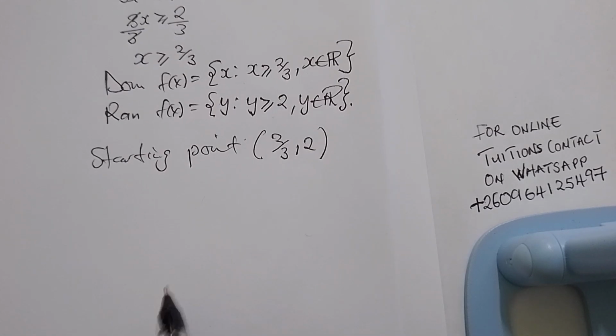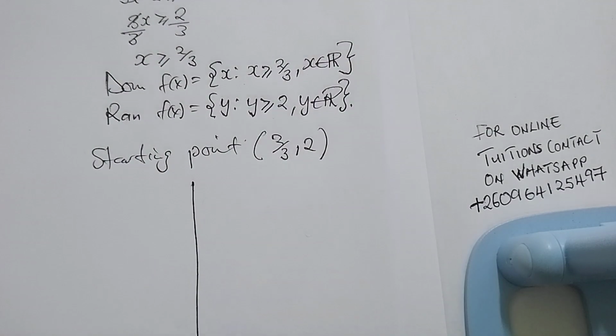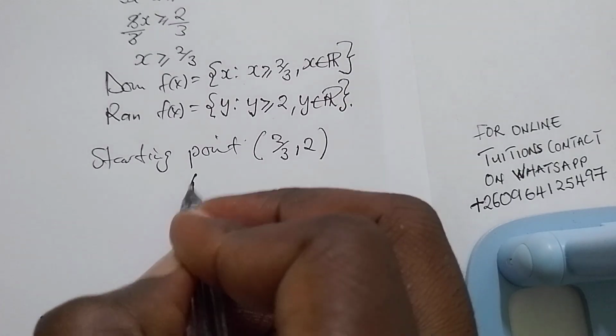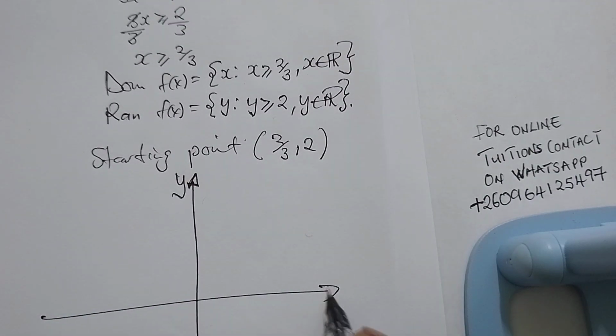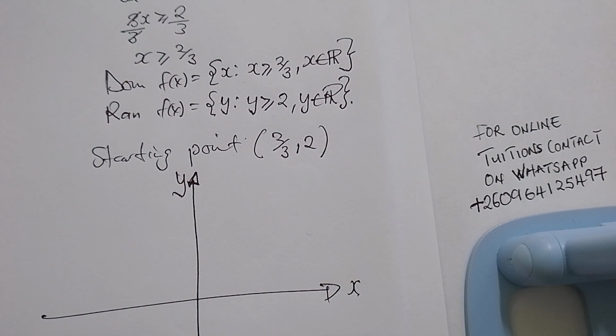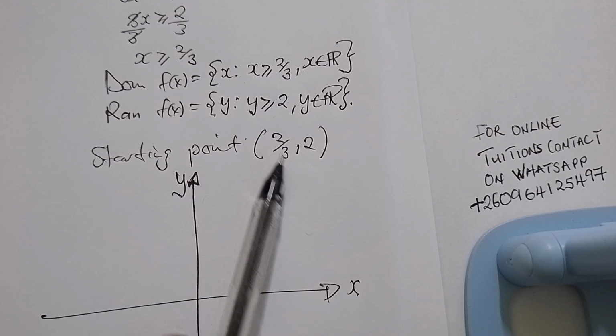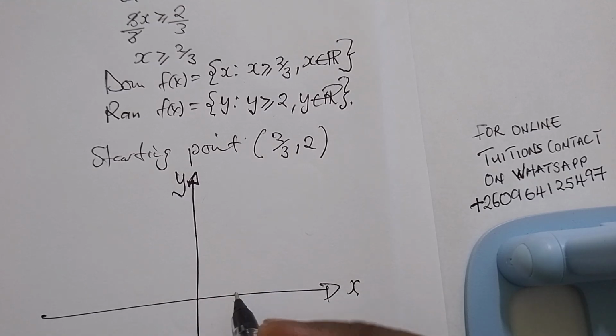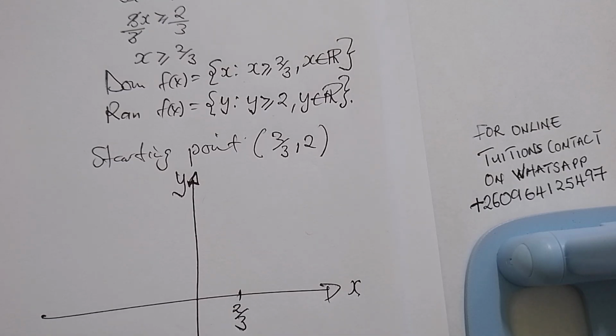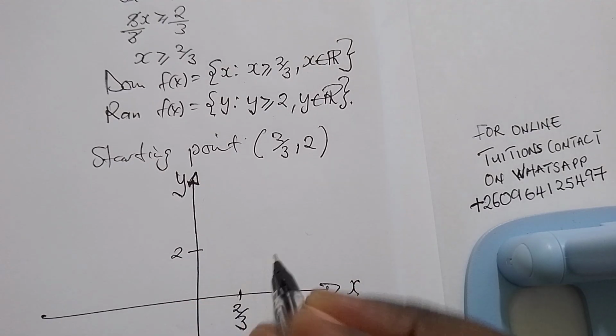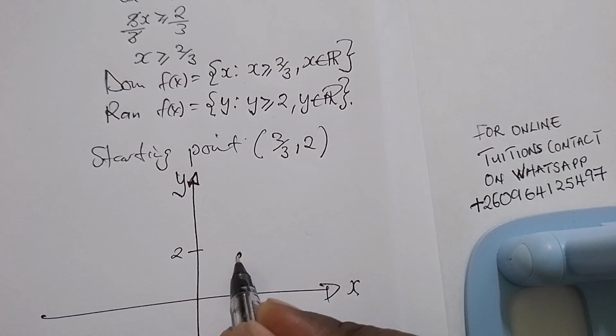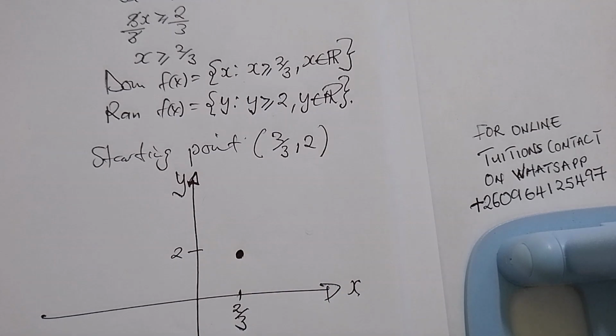So trying to sketch it here. Okay, so there we have the y-axis, there we have the x-axis. 2/3, let's assume that it's somewhere there. And the 2 must be maybe somewhere there. So our graph is starting from this point. You put a dot or you shade it to show that that is part of the set.